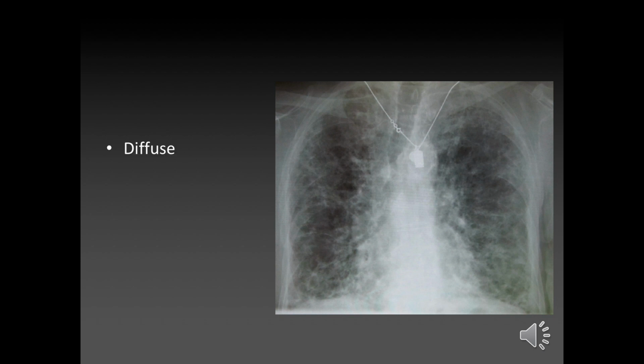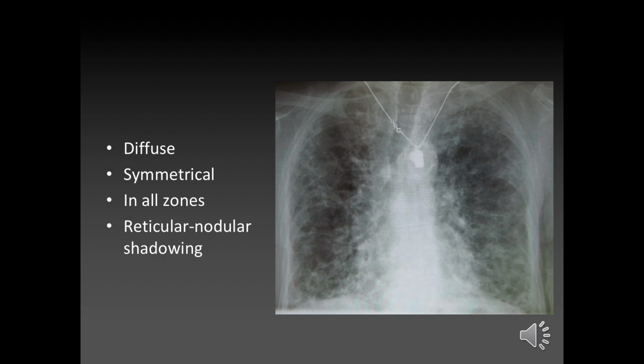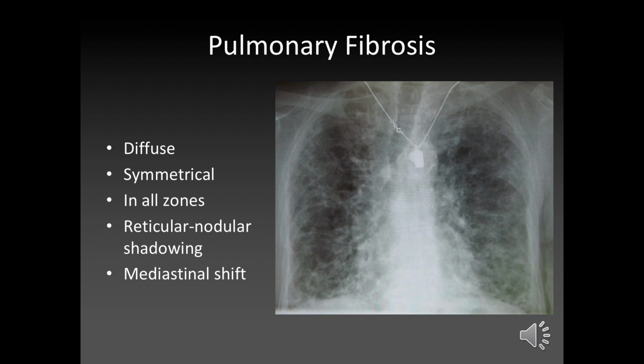And looking at the lungs, you can see that it's diffuse pathology, it's symmetrical, and it's affecting all the zones, so it's superior and inferior. And it has something called reticular nodular shadowing. So you can see a bunch of lines everywhere, and in some bits you can kind of see them cause a bit of nodular pathology. And yes, you can also see the mediastinal shift. And that is pulmonary fibrosis.